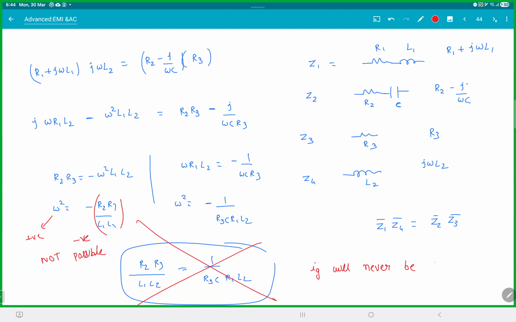For this set of conditions, IG will never be 0. So I have to adjust the value so that you get a positive number there, then it will work. Clear with this? So the Wheatstone bridge works, but you have to treat them like complex numbers and finish it off. That would be fine. Any doubts on this? Clear? Again, not a tough one, but you have to be careful with that. You can't equate a positive number to a negative number there.